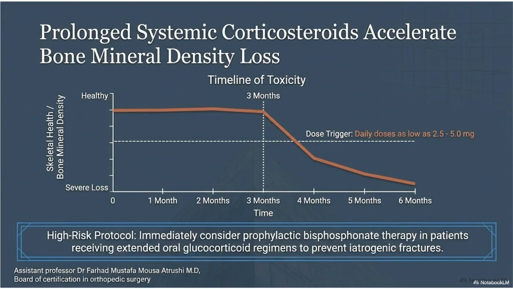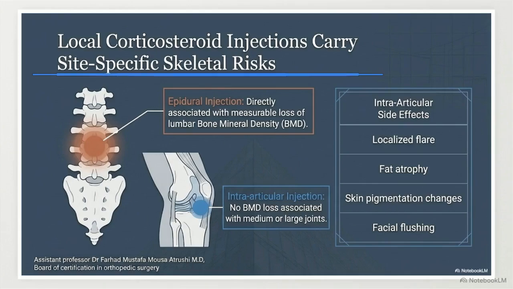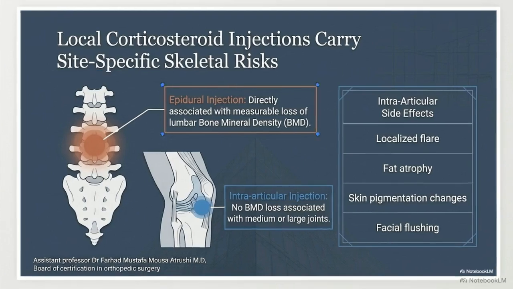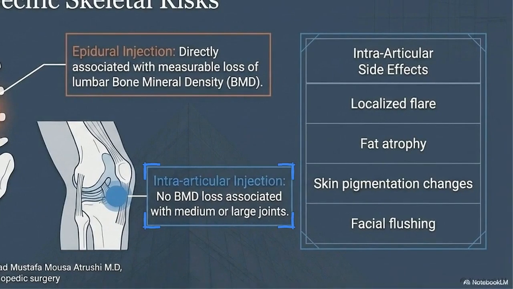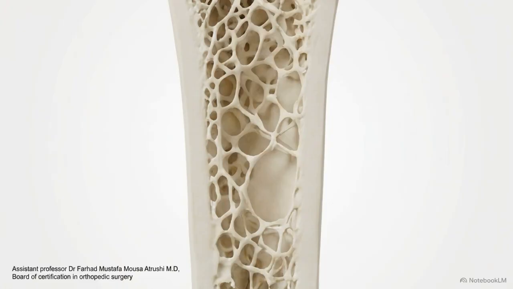The route of administration drastically alters this skeletal risk profile. Epidural injections are directly associated with a measurable loss of lumbar bone mineral density. However, intra-articular injections in large joints like the knee avoid systemic density loss, though they carry localized side effects. Corticosteroid administration is inherently catabolic to the skeleton, requiring proactive physiological defense when used chronically.